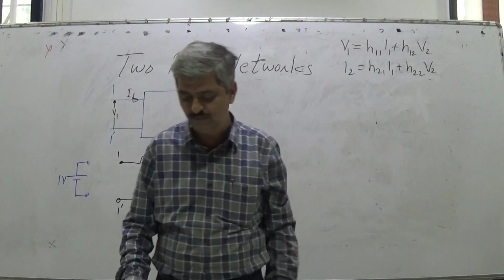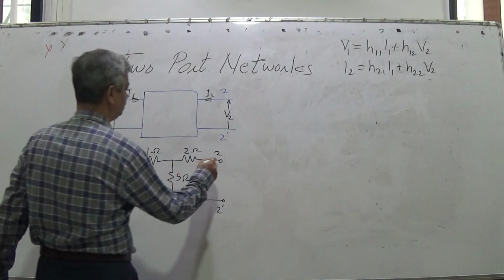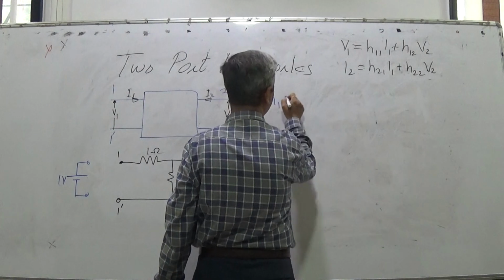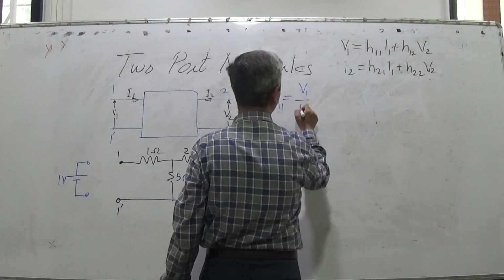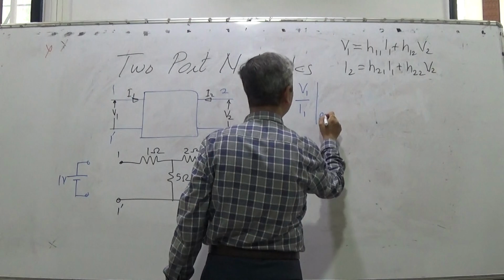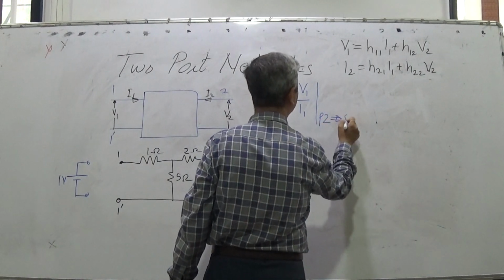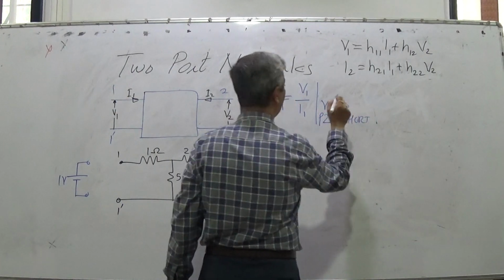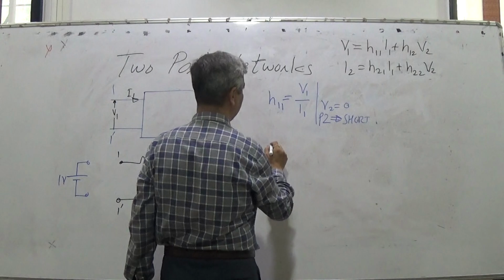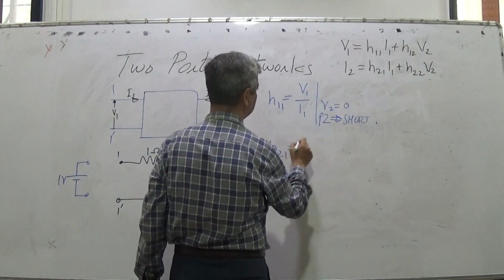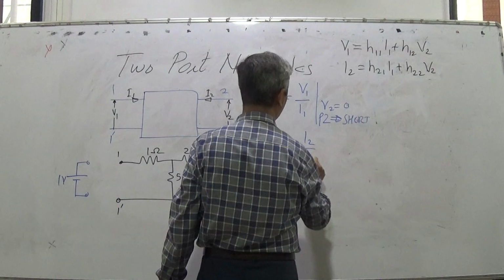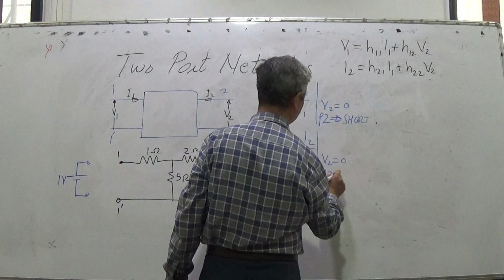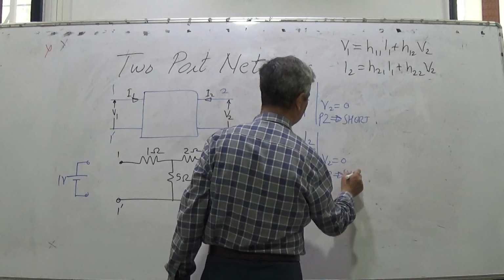So what will you do? You will make port 2 short. So what is H11? H11 is V1 upon I1 with port 2 short, or V2 equal to 0. By making port 2 short, we get 2 parameters. Similarly, simultaneously we get H21, which is equal to I2 upon I1, for the same condition, V2 equal to 0, that is port 2 short.